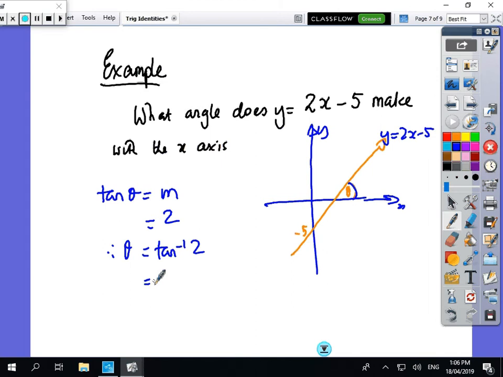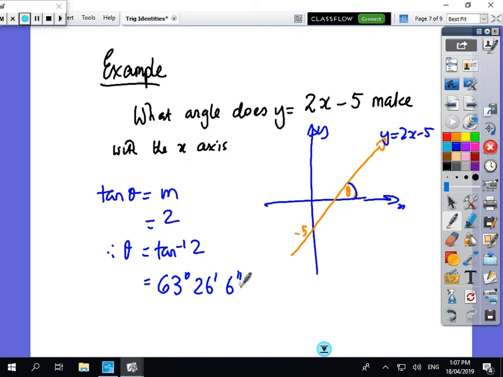And I'm just going to pause this and go and get my calculator. Hang on a sec. Okay, I'm back. So I make sure my calculator's in degree mode. Shift tan 2, close the bracket, equals degrees in seconds. So it's 63 degrees, 26 minutes and 6 seconds. Okay, so that's another fundamental thing.